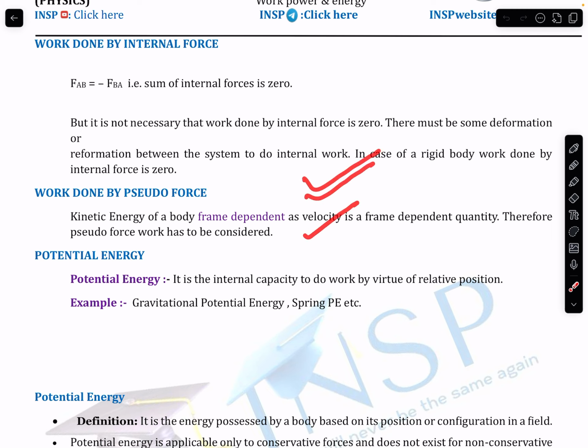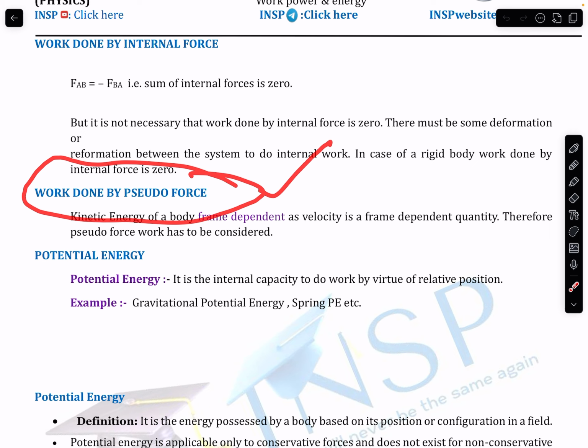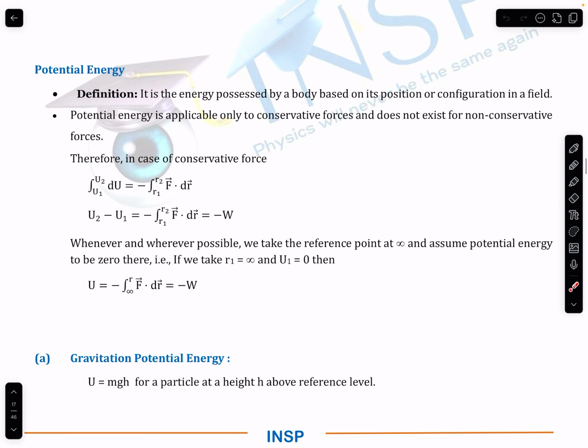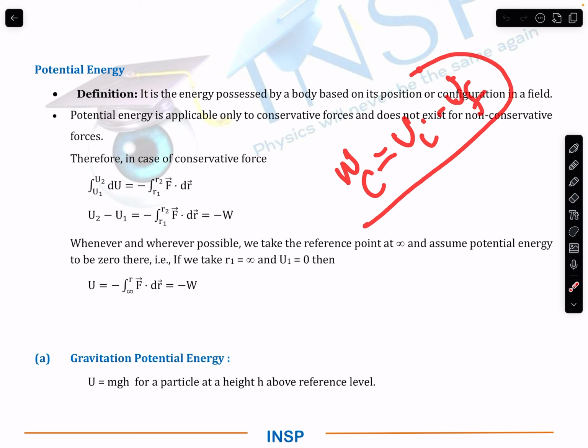Kinetic energy, work, all these are frame dependent quantities. So when we are applying the work energy theorem from a non-inertial frame, in that case we need to consider work done by pseudo force as well. Like how we calculate further, the exact similar idea will follow. So there is potential energy. So W conservative is equal to minus delta U. This you have to remember, or simply W conservative is equal to U initial minus U final can be written here. I hope this part is clear to you.